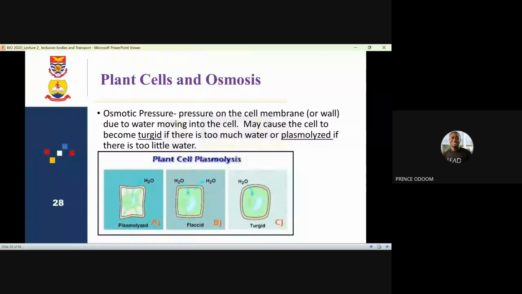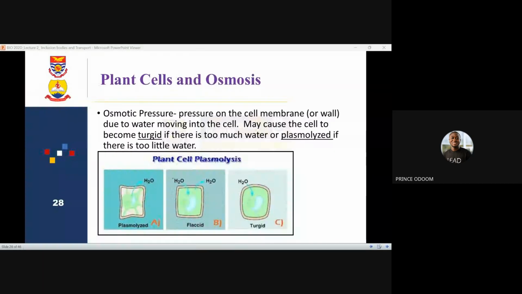Okay, so now you see that we are using turgid, flaccid, and plasmolyzed because it is a plant cell. This is simply because the plant cell has a cell wall, and so the cell wall offers some level of protection. But that is not the case with the animal cell. When you get to the animal cell, you realize that the animal cell has no cell wall.